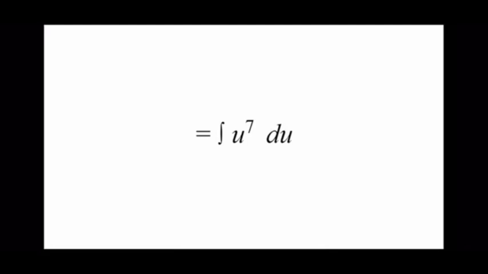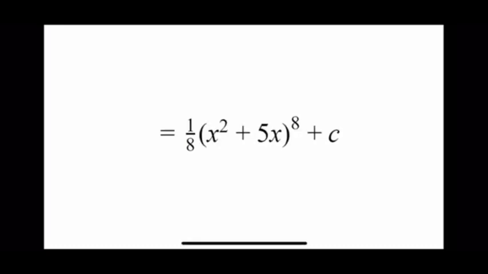Now that you have that, you would take the antiderivative. The antiderivative is u to the 8th divided by 8 plus c. Now that you have your antiderivative, you can put it in terms of x, which would give you 1/8 times x squared plus 5x to the 8th plus c, which would be your final answer.